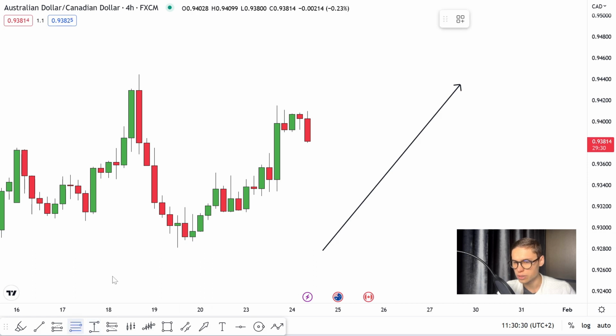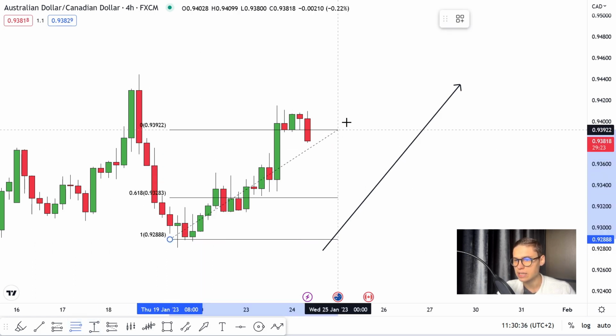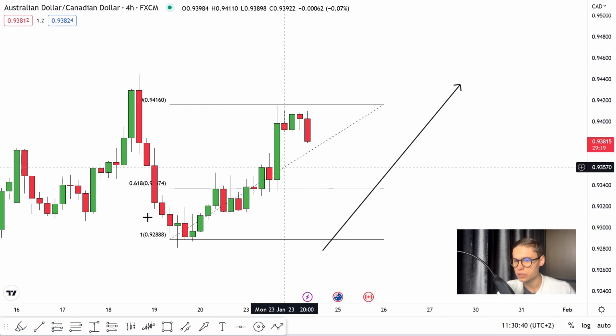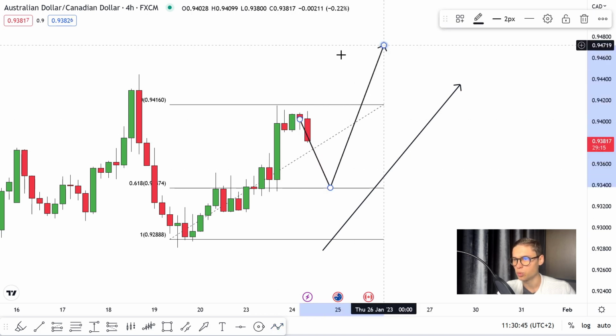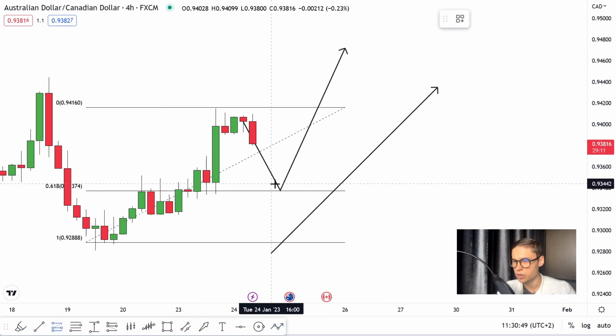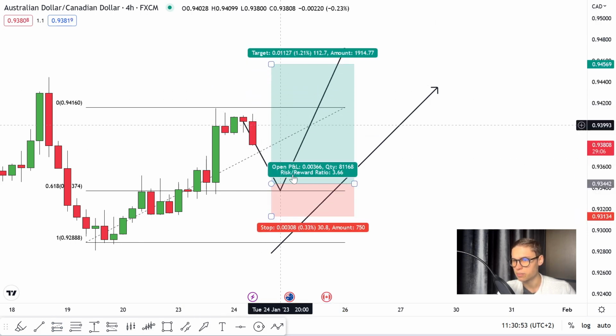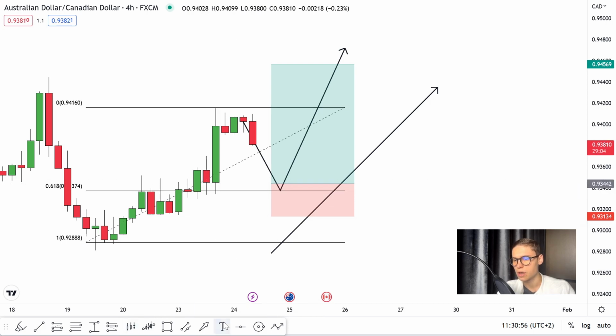So what you can do is take your Fibonacci tool, press it on the low of the price, and then drag it to the high of the price. And here you have the golden ratio where the price could potentially retrace and then move upwards. And this is where you should open a position because it's a reversal point, and then basically you will be profiting from the market moving into the trend.